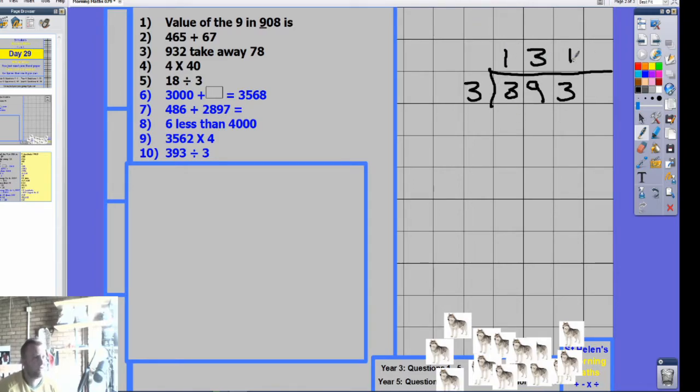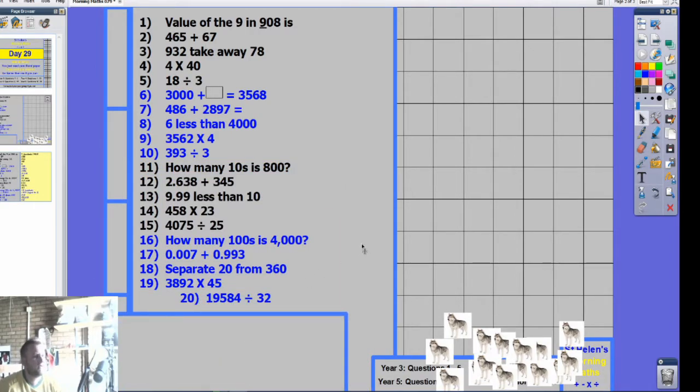Now the reason why I've just written it straight away is because you're going 3 into 3, 1, 3 into 9, 3, 3 into 3, 1. Nice and simple one there. Okay, 5 and 6, year 4s. If you want to keep going, I'd keep going. Why not?